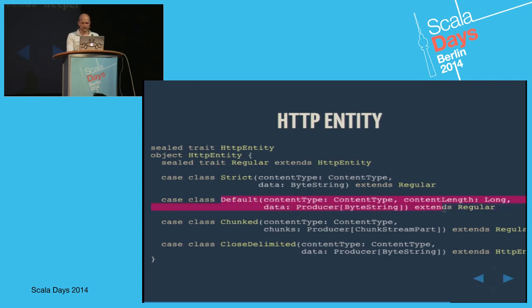But that's not the general entity that you'll see in a message. Generally, the normal one is this one, right? So you have a content type, a content length that you usually get in your content length header, and then you have a producer of byte strings. So this is a stream in a request which you get as another stream of requests. So there's no problem in nesting streams in structures, as you can see here.